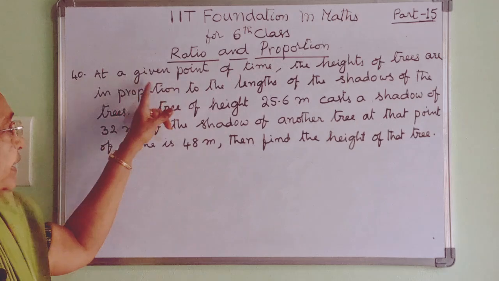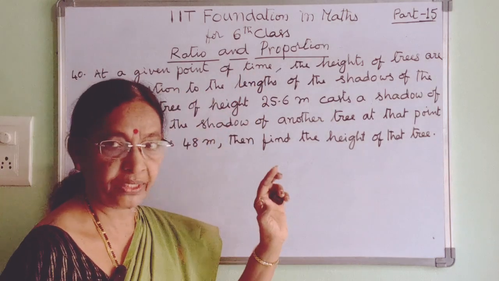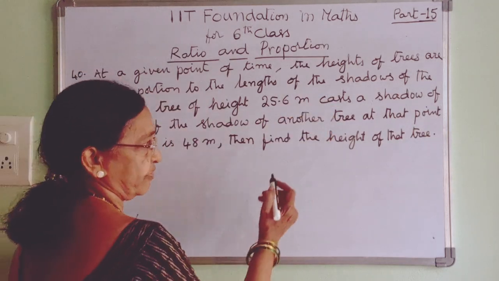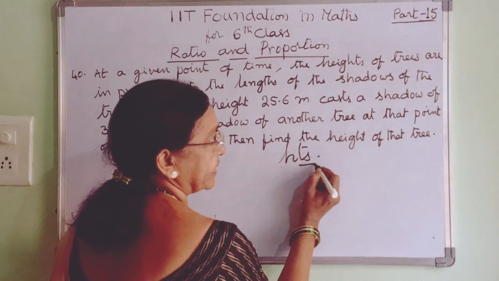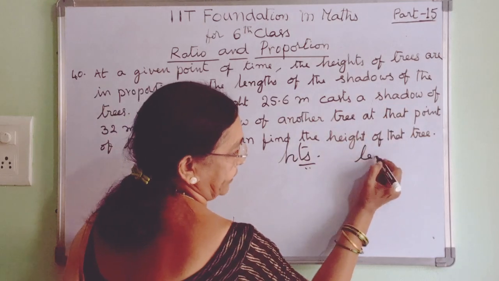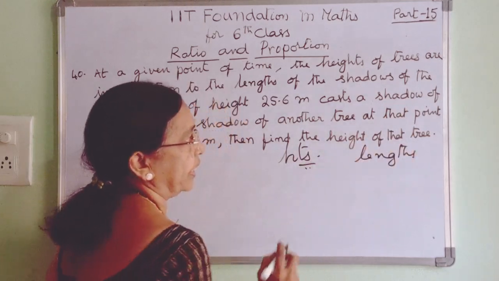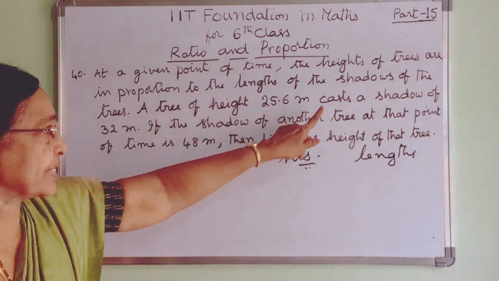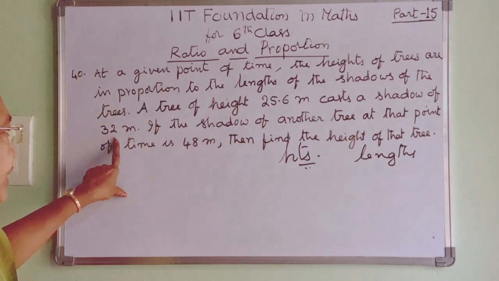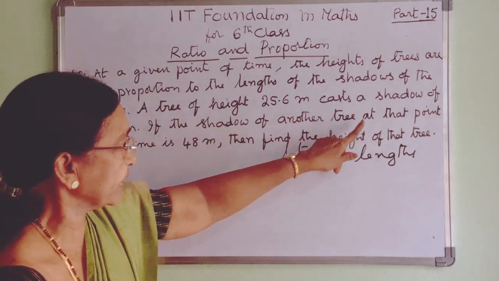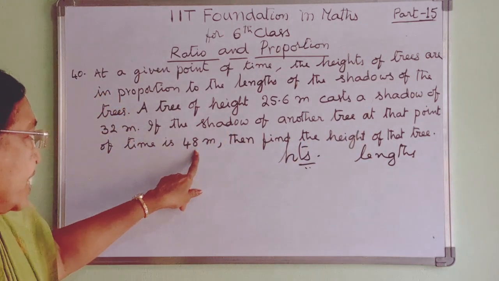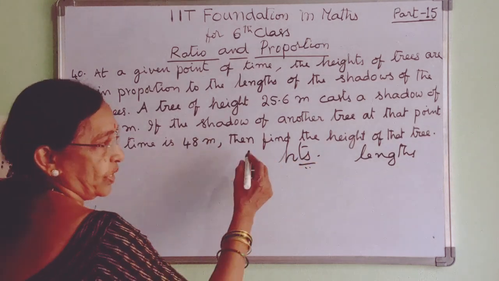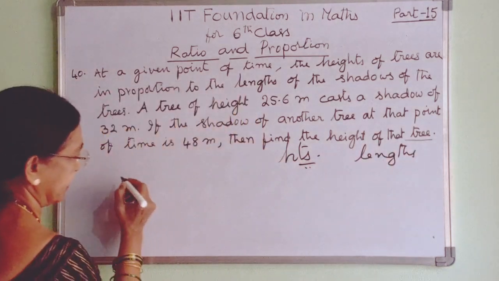At a given point of time, the heights of trees are in proportion to the lengths of shadows. A tree of height 25.6 meters casts a shadow of 32 meters. If the shadow of another tree at that point of time is 48 meters, then find the height of the tree. So, the height of the second tree.